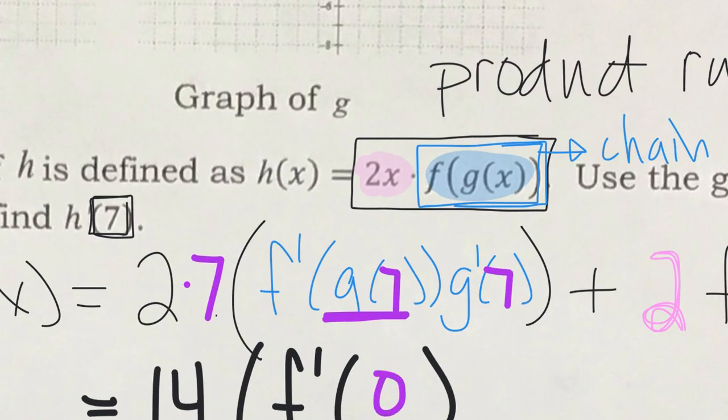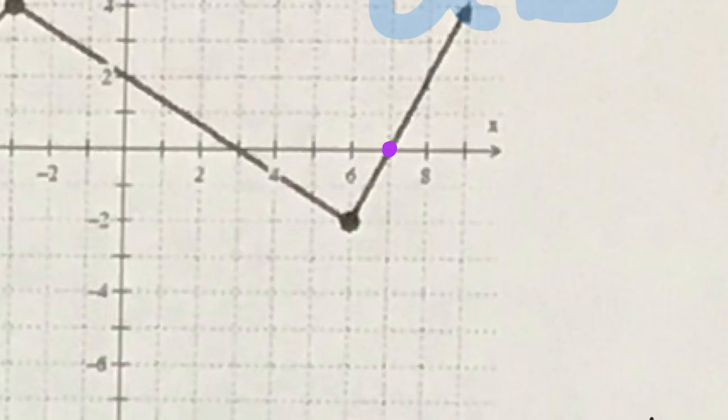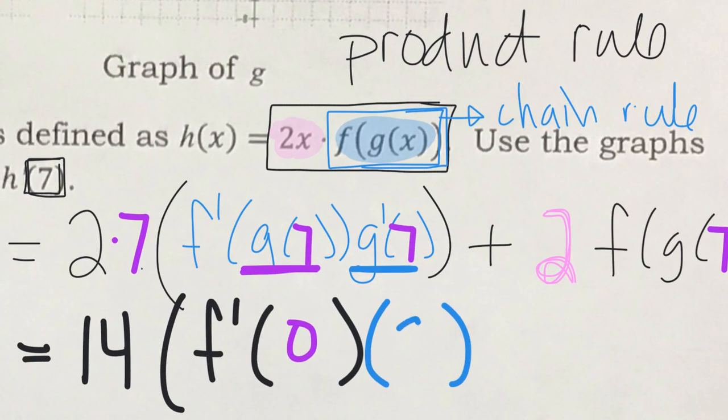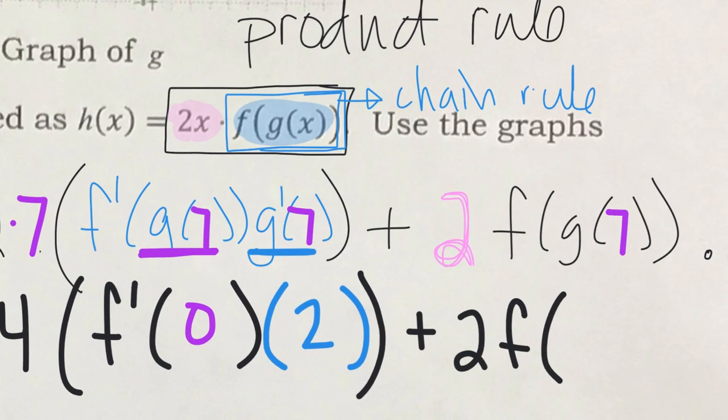Okay. For my next part, for g prime, I'm going to look at the slope. What is the slope of the line as x crosses 7? This line has a slope of positive 2. 2 up, 1 over. Slope is the derivative. Derivative means slope. So at g of 7, the slope is positive 2. Okay? So we have a y value versus a slope. And then, of course, g of 7 was 0, so we're going to put a 0 back in there.